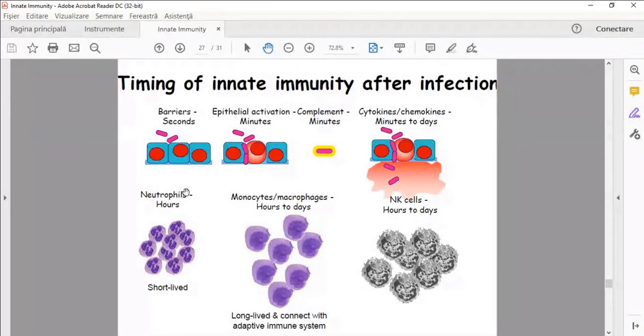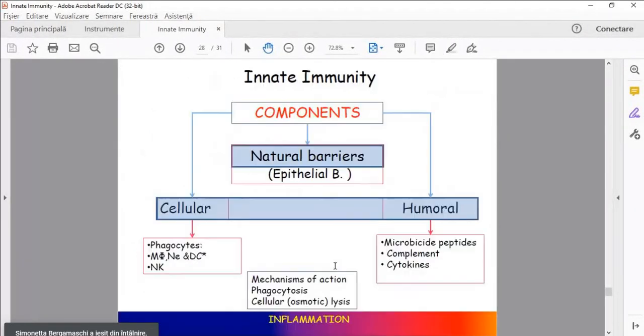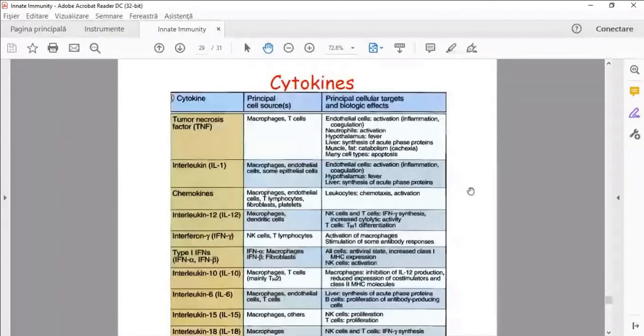But the disadvantage of neutrophils is that they have a very short life. We need hours to days to activate macrophages, and also hours to days to activate natural killer cells. Cytokines, I told you a lot about the cytokines which are released as a result of activation of these innate immune cells.